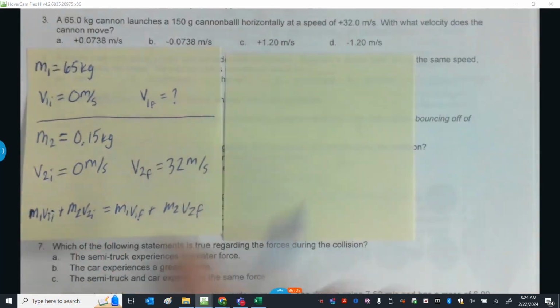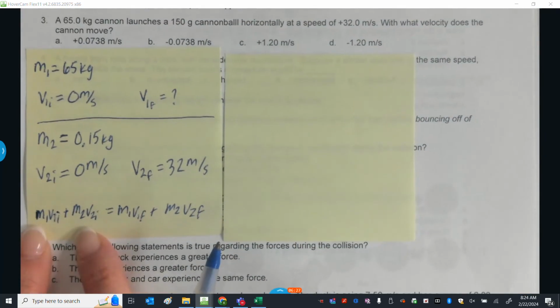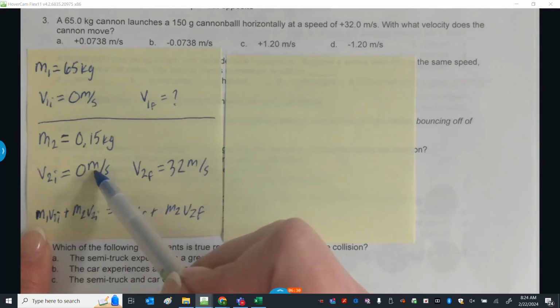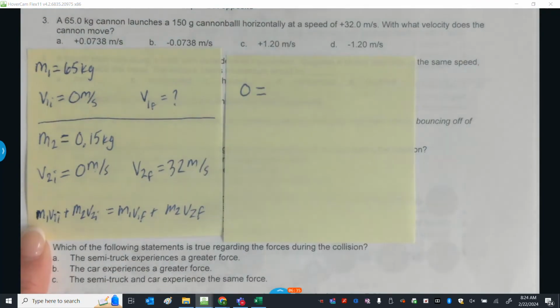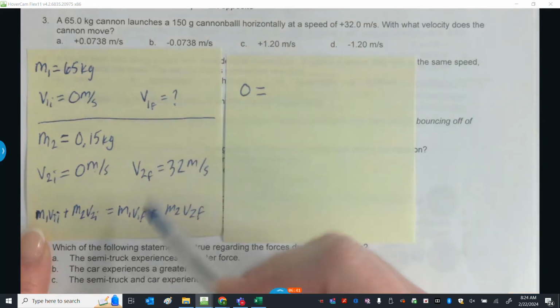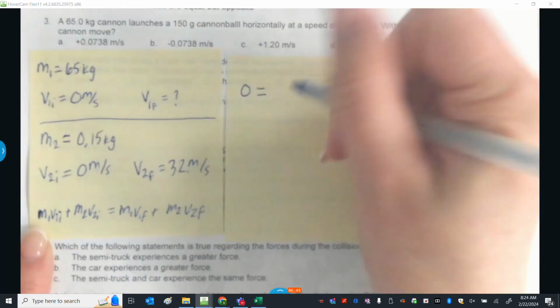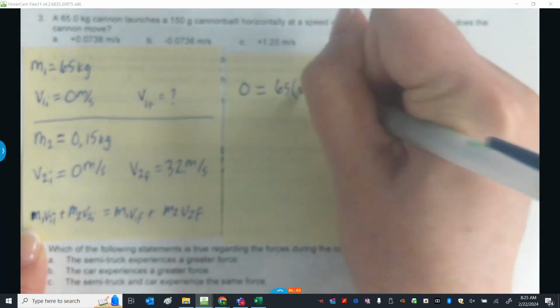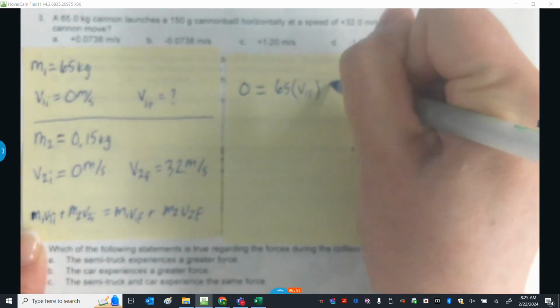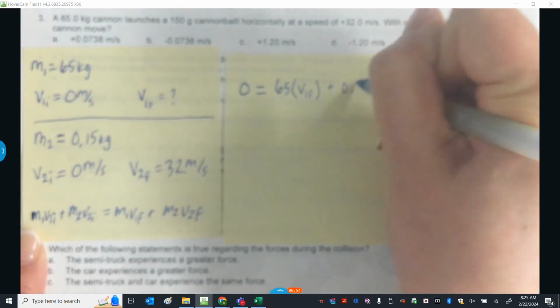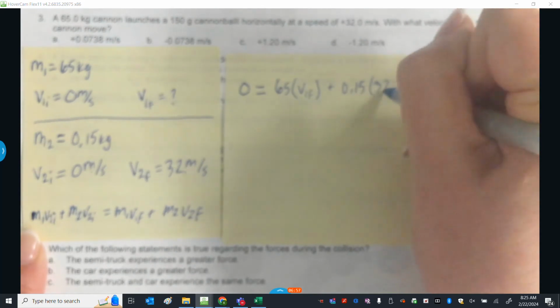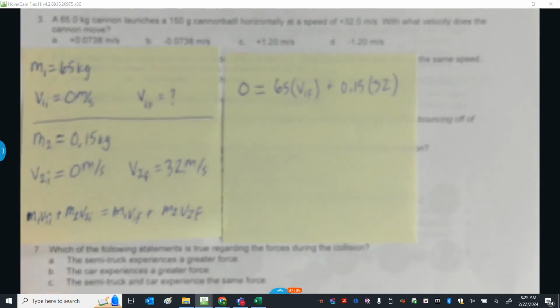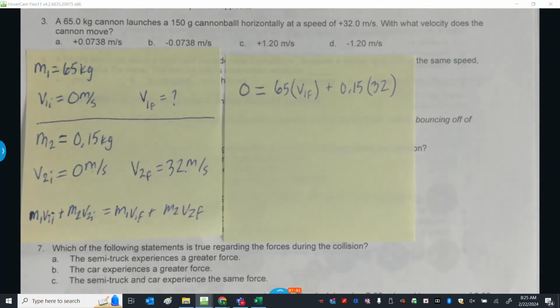So let's go ahead and plug in. Now, my initial momentum of my system will be 0 because both of the initial velocities are 0. There was a shortcut for recoil, and that was just saying this, 0 equals, because your total initial will be 0 on the left-hand side. On the right-hand side, though, I do have a velocity. It's not going to be 0, and so my first mass, M1, 65, has some velocity. That's the one I'm looking for. And then my second mass, 0.15, has a velocity of 32 meters per second. Okay, and so that's what I get when I substitute my numbers in.